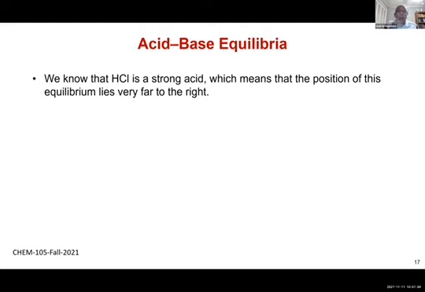So, I'm going to start from the acid-base equilibrium slide where I left off last time before the internet went out. We know that HCl is a... Can you guys hear me?